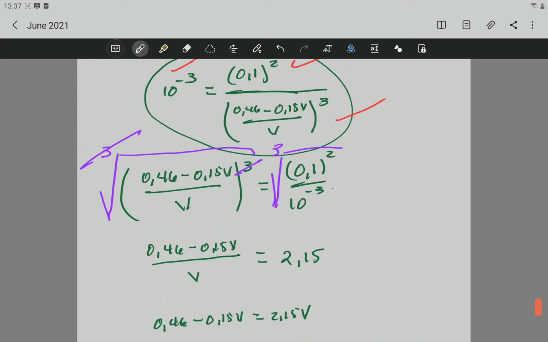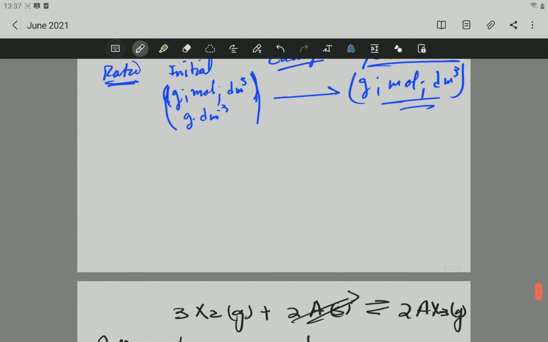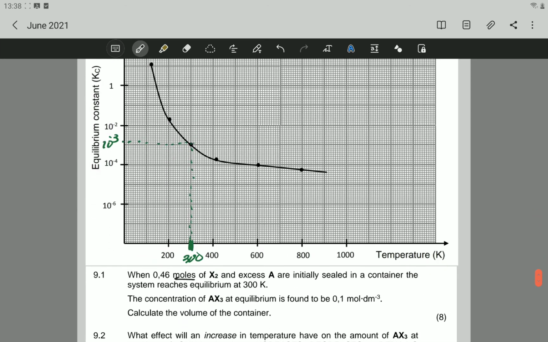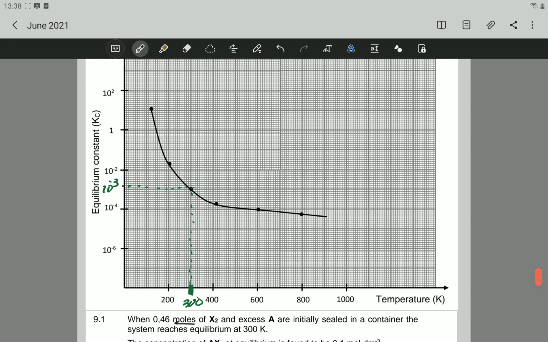Okay. Now question 9.2 and last one. Question 9.2 says, what effect will an increase in temperature have on the amount of AX3 at equilibrium? Only write increase, decrease, or remain the same. Now we have to go to the graph. You need to know that if you get a low Kc, that means you are producing more reactant than product. If you get a greater Kc, that means you're producing more product than reactant.